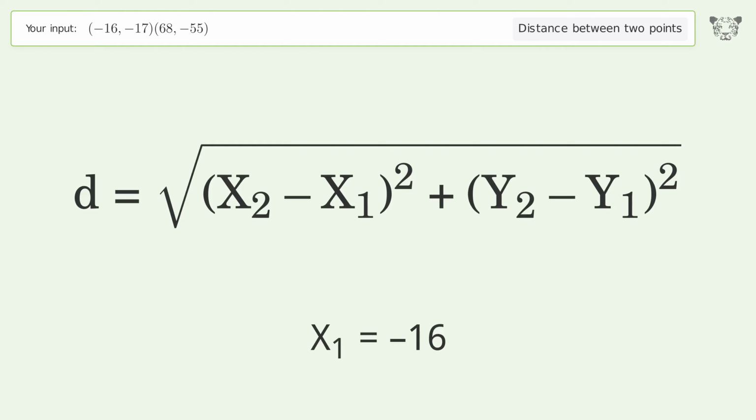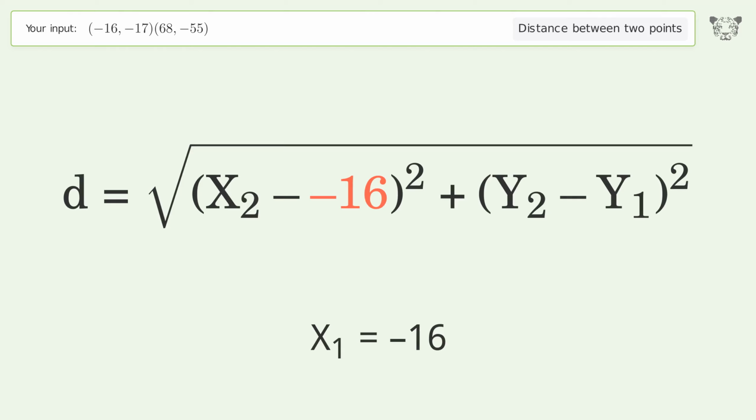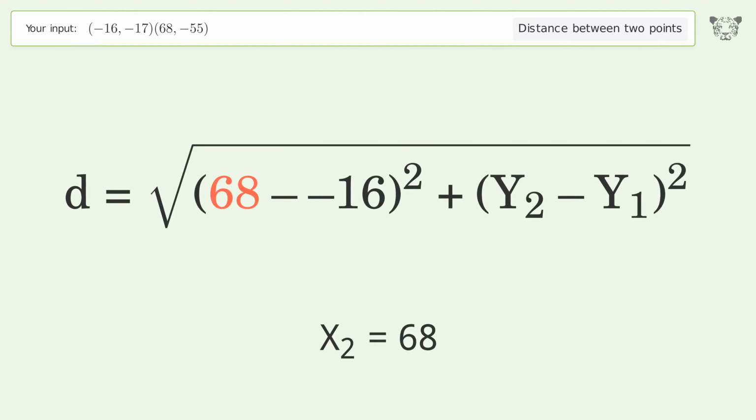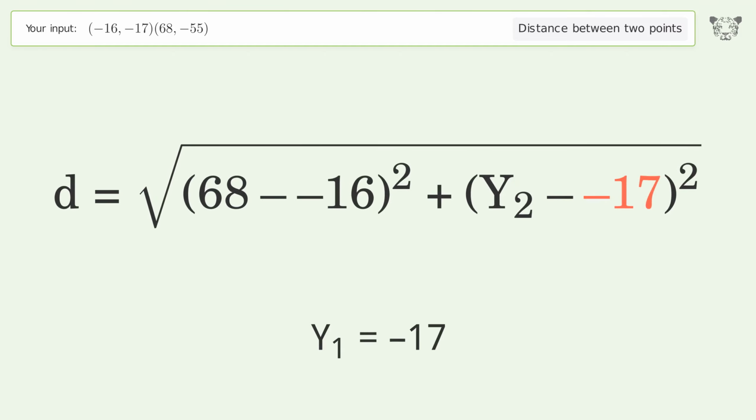x1 equals -16. x2 equals 68. y1 equals -17. y2 equals -55.